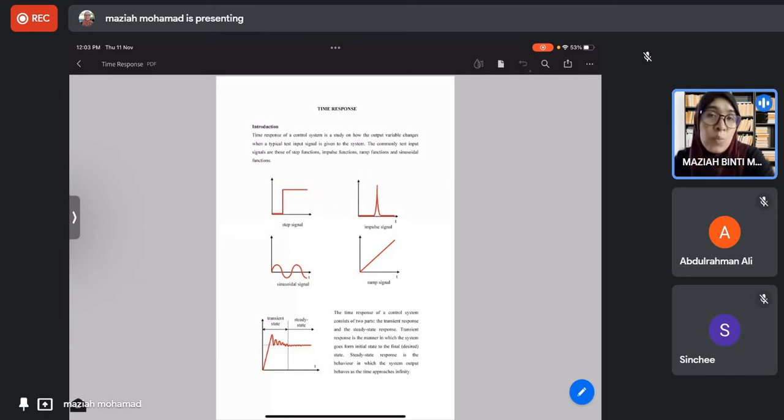relate the output of the system to the input of the system, right? So once we get the model, once we get the transfer function, the ODE model, we can study the performance of the system. One of the analyses that can be done on the system is what we call time response analysis.